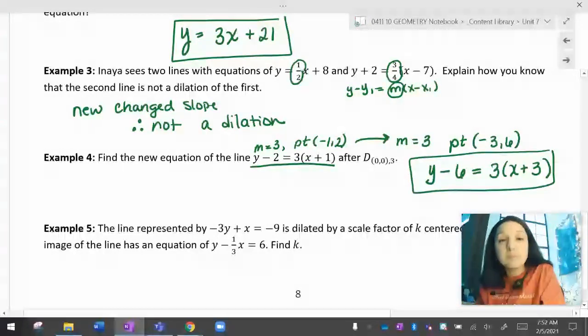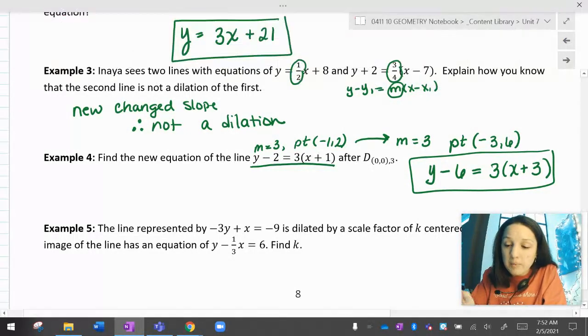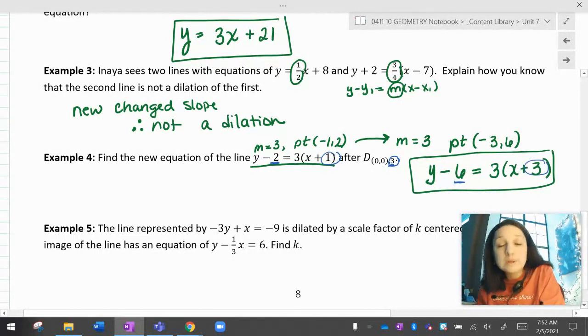If you dilate from the origin, you multiply your points by the scale factor. If you notice, I could have done that right off the bat right here and said a scale factor of 3 times 2 is 6. 3 times 1 is 3. Multiply the point by the scale factor, the slope stays the same.